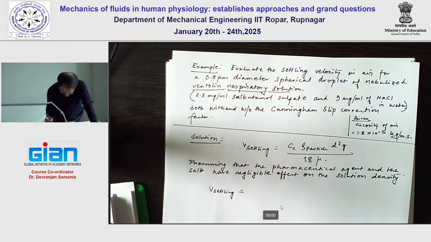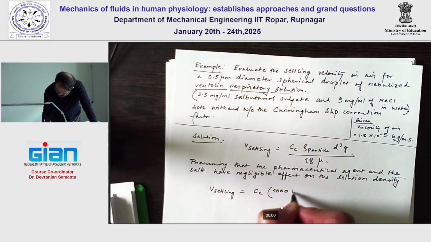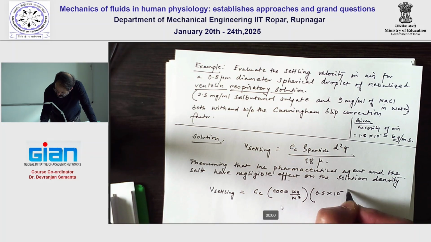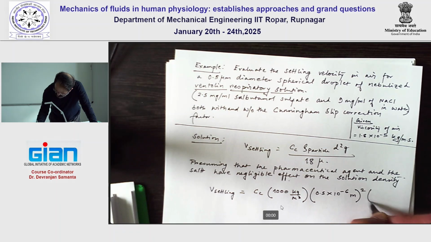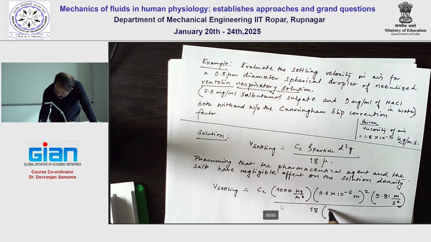So Cc is something that we are trying to find, evaluating the settling velocity. Okay, Cc we don't know yet, so let's keep it like that. The rho particle is 1000 kg per cubic meter. The diameter is 0.5 micron, so 0.5 times 10 to the power of minus 6 meter squared times G divided by 18, 1.8 times 10 to the power of minus 5 kg per meter second.